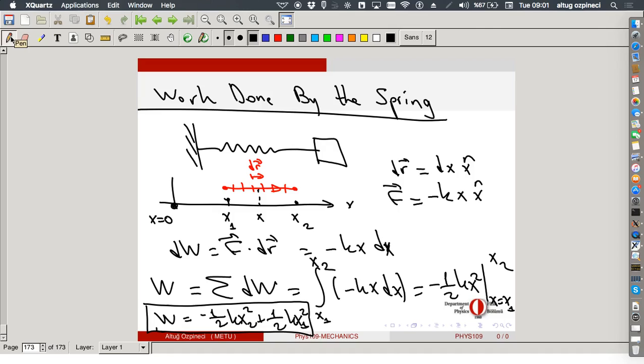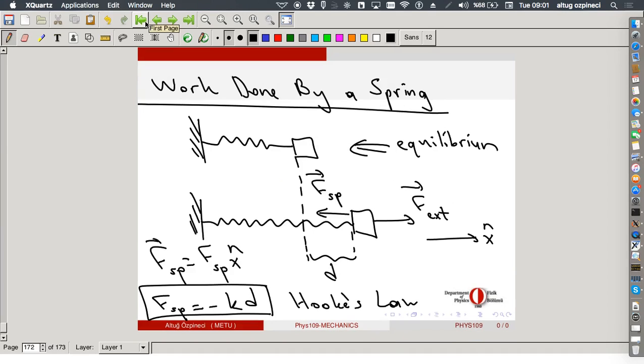If the speed is changing, then the change in the kinetic energy should be equal to the total work done. I think we choose the direction of x prime to the right, and F spring is to the left.